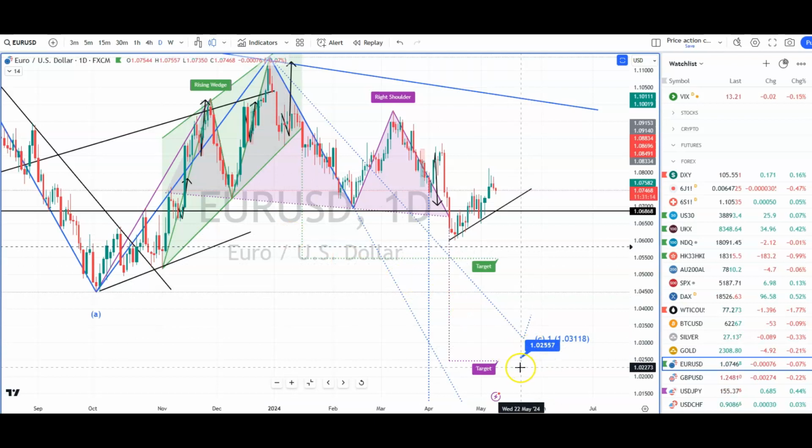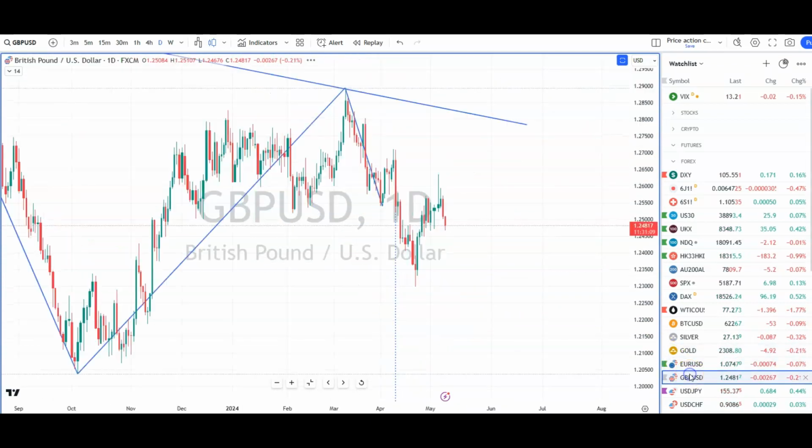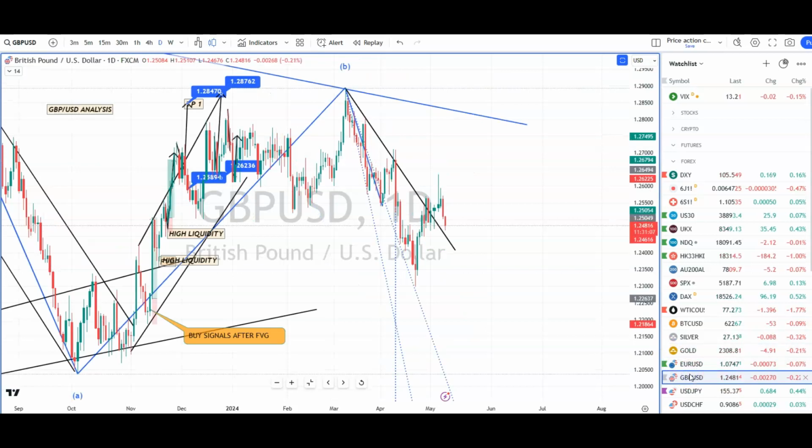There is a target down here of 102.55, so look out for that. That could be interesting. Same with the pound USD, not quite as clear.